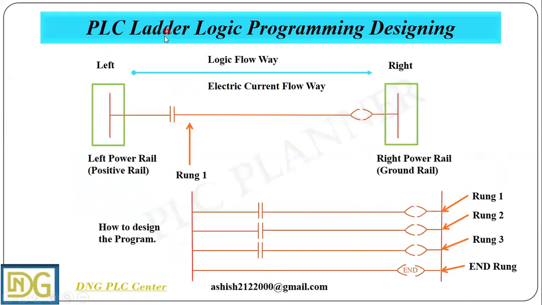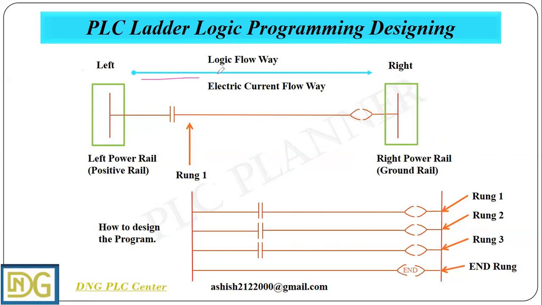In the next step, we have PLC ladder logic diagram designing: how to design a program, a rung. As we discussed, this is the left power rail, which can be called the positive rail, and this is the right side, which has the ground rail, the right power rail. As you know, our ground has no voltage.